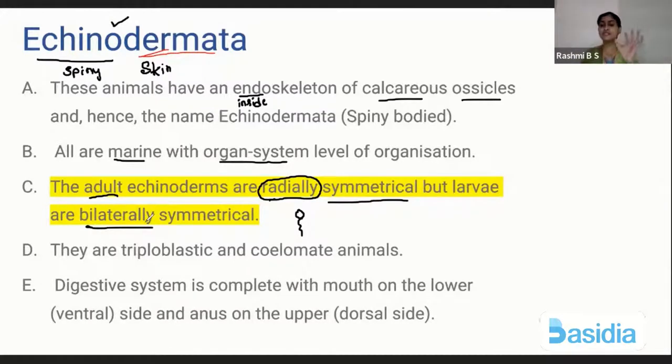No problem. Just to make the concept easier, I'm focusing on very important points. Just remember these points from this phylum. In echinoderms, symmetry is very important. Take the starfish. The adult is radial, but the larval stage of echinoderms, I repeat, is bilateral in symmetry. This is a very, very, very important point you are supposed to remember. This is a twist.